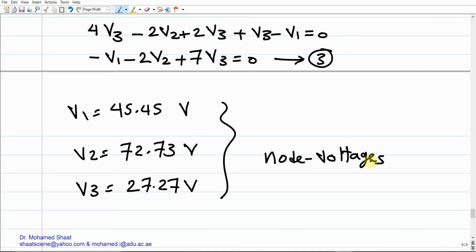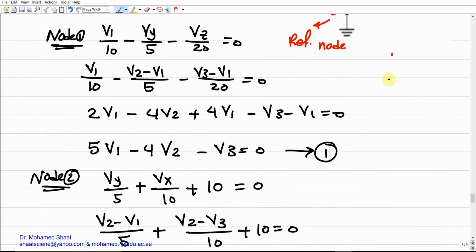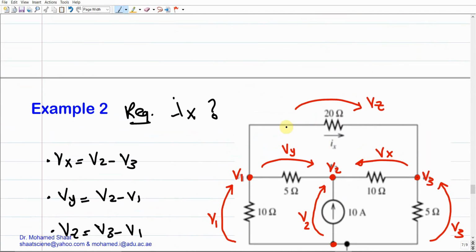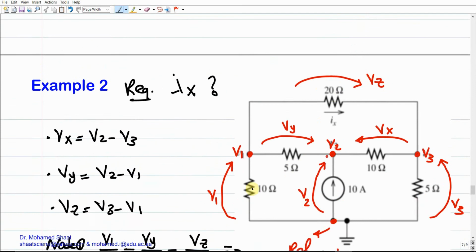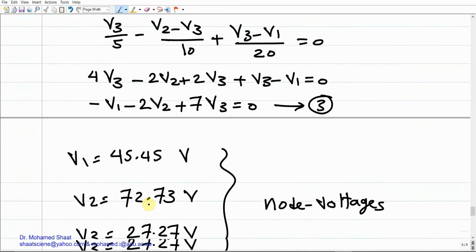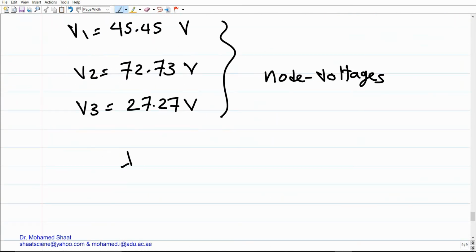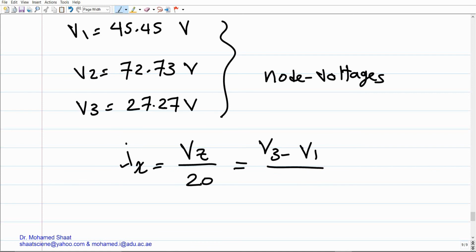Make sense? Remember that the requirement in this problem is to find Ix, how much it is. So the Ix should be Vz over 20. So Ix here, which is the requirement, should be Vz over 20 ohms. We already defined Vz above by the V3 negative the V1 over 20.